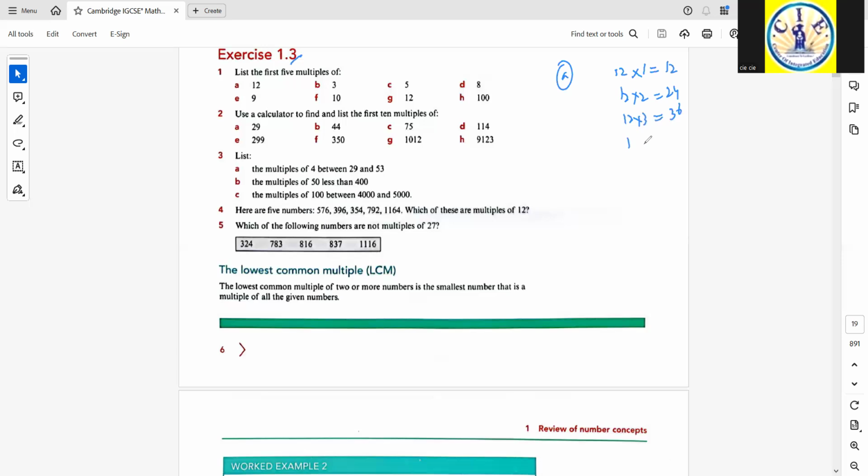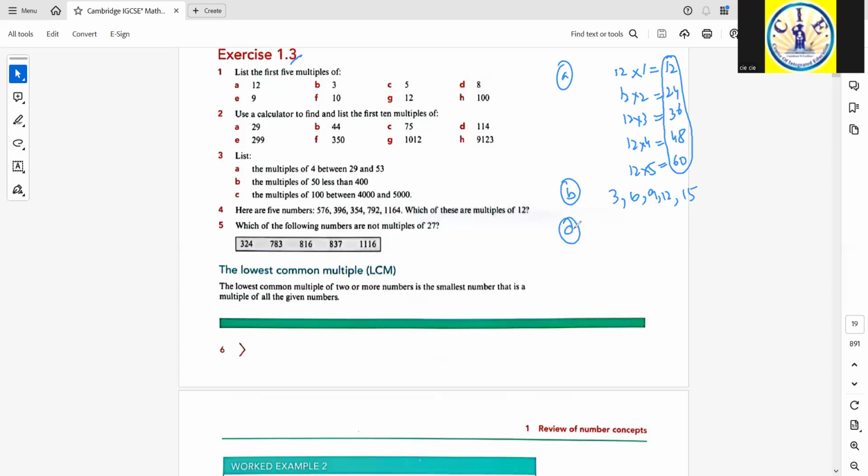36, 48, and 12 fives are 60. So these are the multiples of 12, the first 5 ones. So that would be the answer to part A. Similarly, for part B, 3 ones are 3, then 6, 9, 12, 15 are the first 5 multiples of 3.